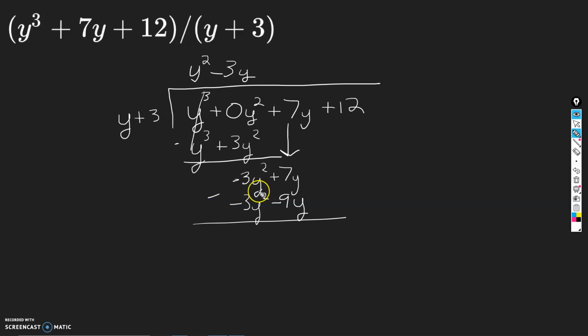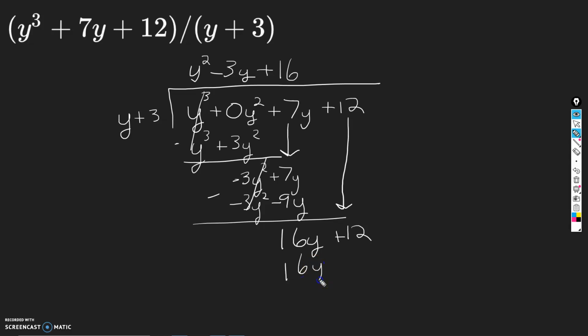Okay, subtract. These guys cancel out, which is perfect. Now we have positive 7 minus negative 9. So that's going to turn into a plus, so that's going to be a positive 16y. And then the 12 now is going to drop all the way down, plus 12. Y goes into 16y 16 times.